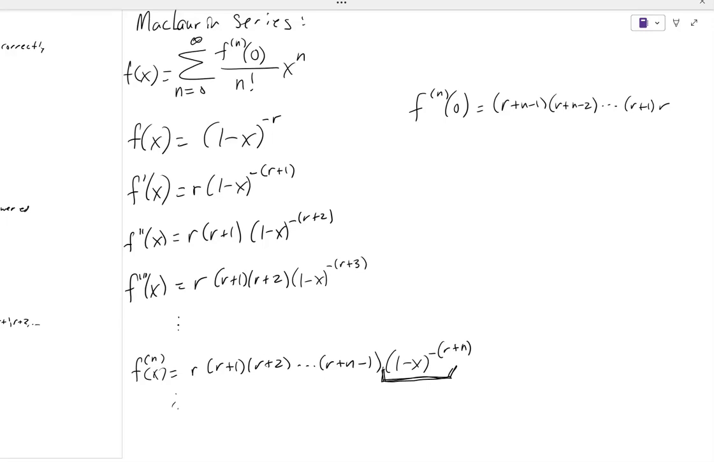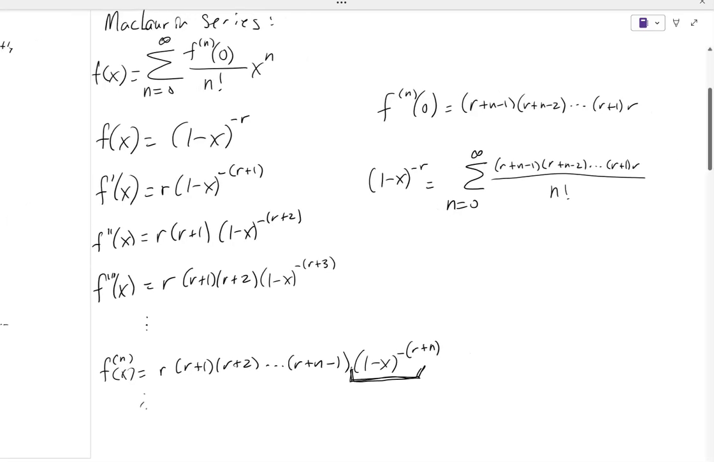So now let's plug it into our formula for the Maclaurin series. So the sum from n equals 0 to infinity, r plus n minus 1, r plus n minus 2, all the way down to r plus 1 times r, over n factorial, and then x to the n here, right?